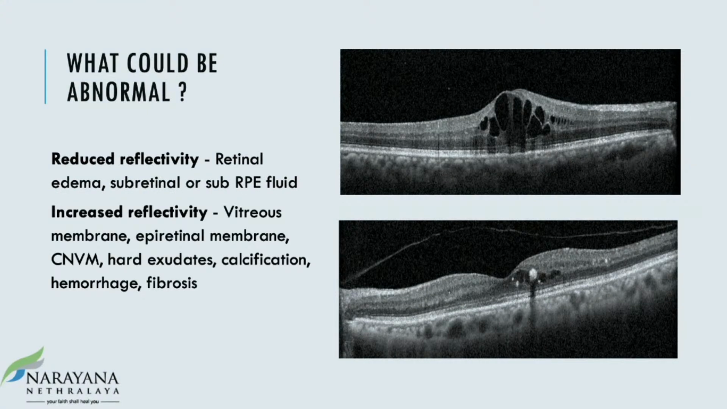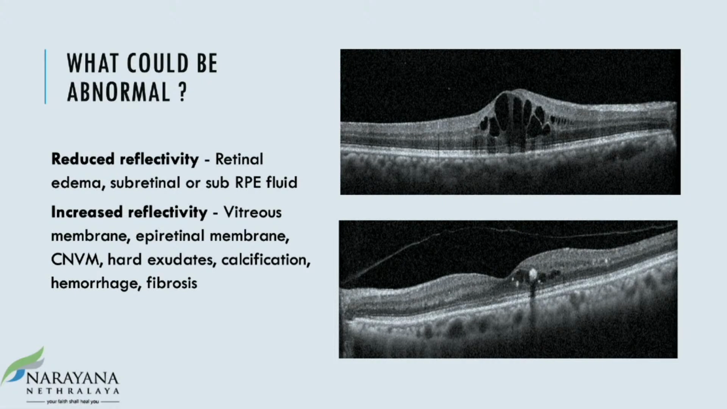And when you see increased reflectivity, it's either a vitreous membrane, when it's preretinal. In the image below, you can see that membrane, right? Can you see that thin layer there? There, see? That's in the vitreous. So what is that? Yes, so you can see the vitreous membranes.